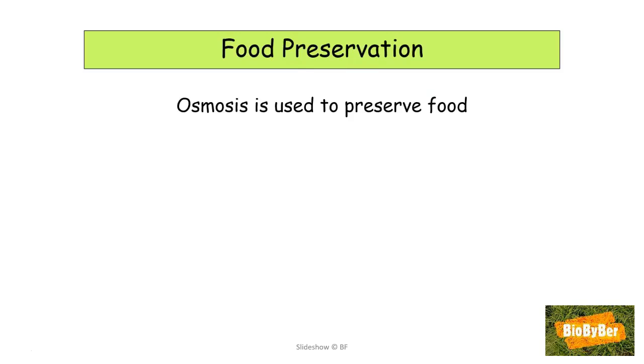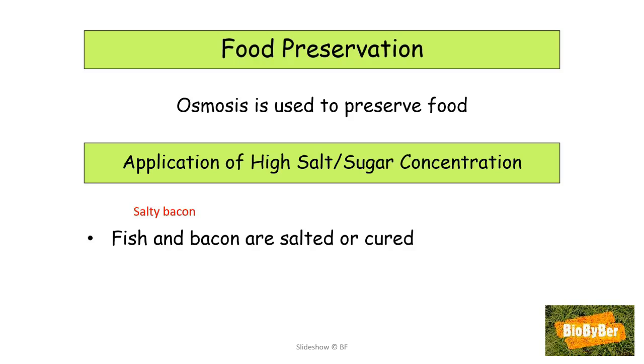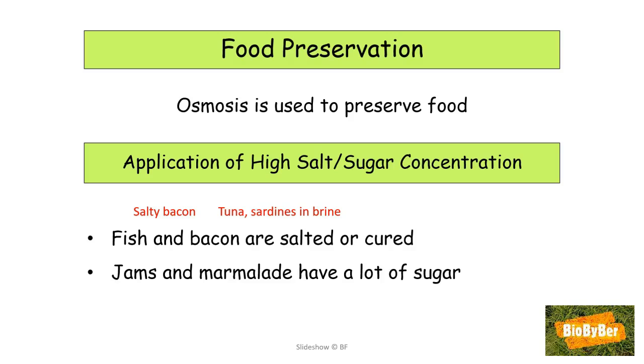Now we have to understand how osmosis is used to preserve food. We have to understand the use of high salt or high sugar concentrations to preserve food. Fish and bacon are salted or cured. You might know that you've salty bacon. The bacon is put in salt. You also have tuna or sardines in brine in a tin. Brine is another word for a salty solution. Jams and marmalade have a lot of sugar in them as well.